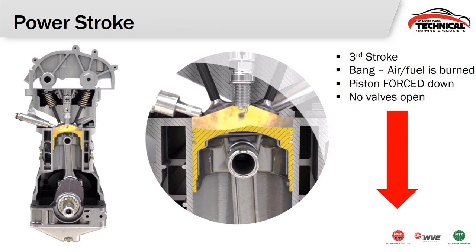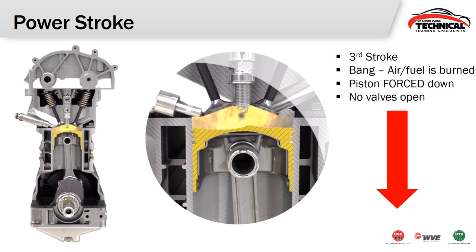Now this is the third stroke of the engine. This is that bang, this is that explosion, this is that controlled burn. This is where the air and fuel is being burned off inside of our engine. Now our piston is not just simply following along at this point, it's actually being forced downwards. And this is where our power comes from, hence power stroke. And at this point there are also no valves open on this stroke.